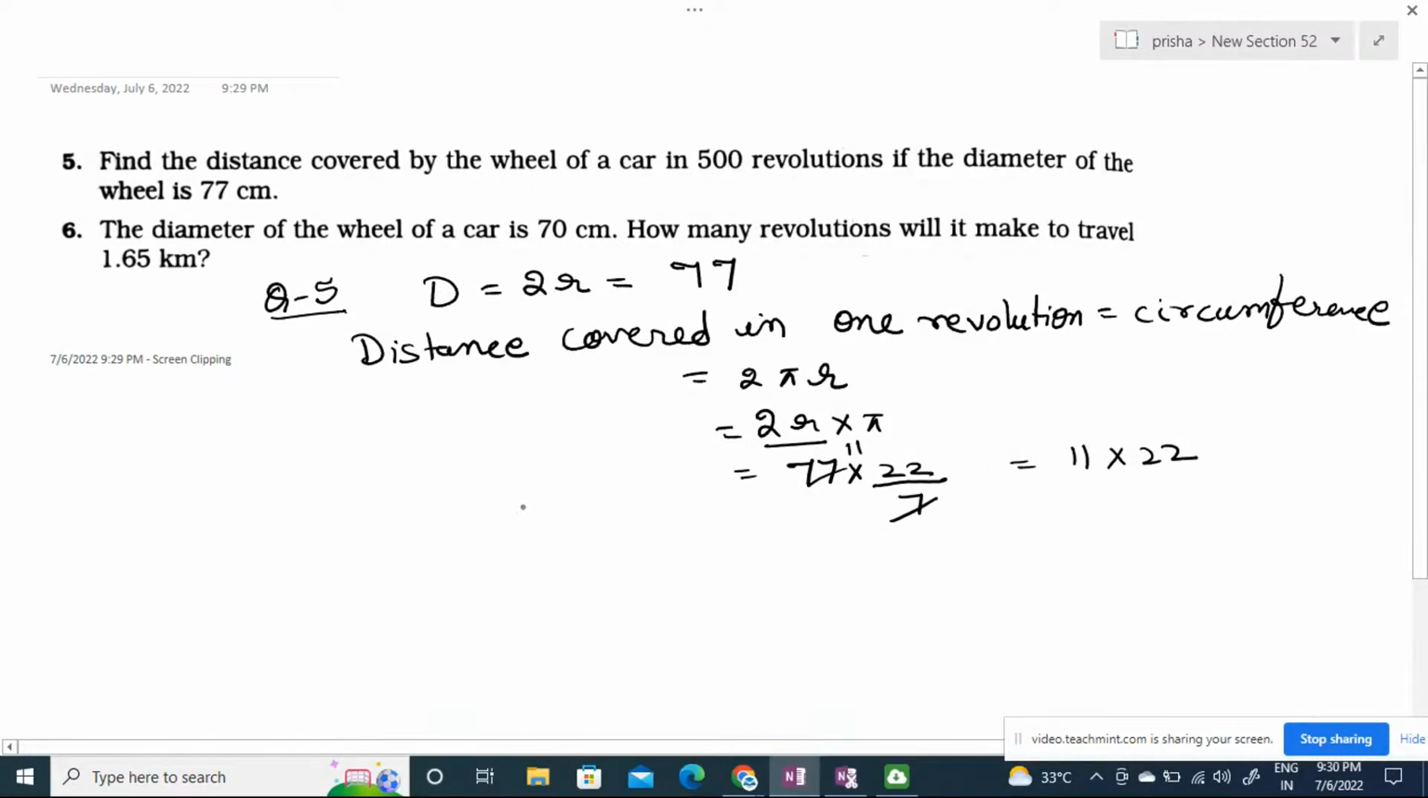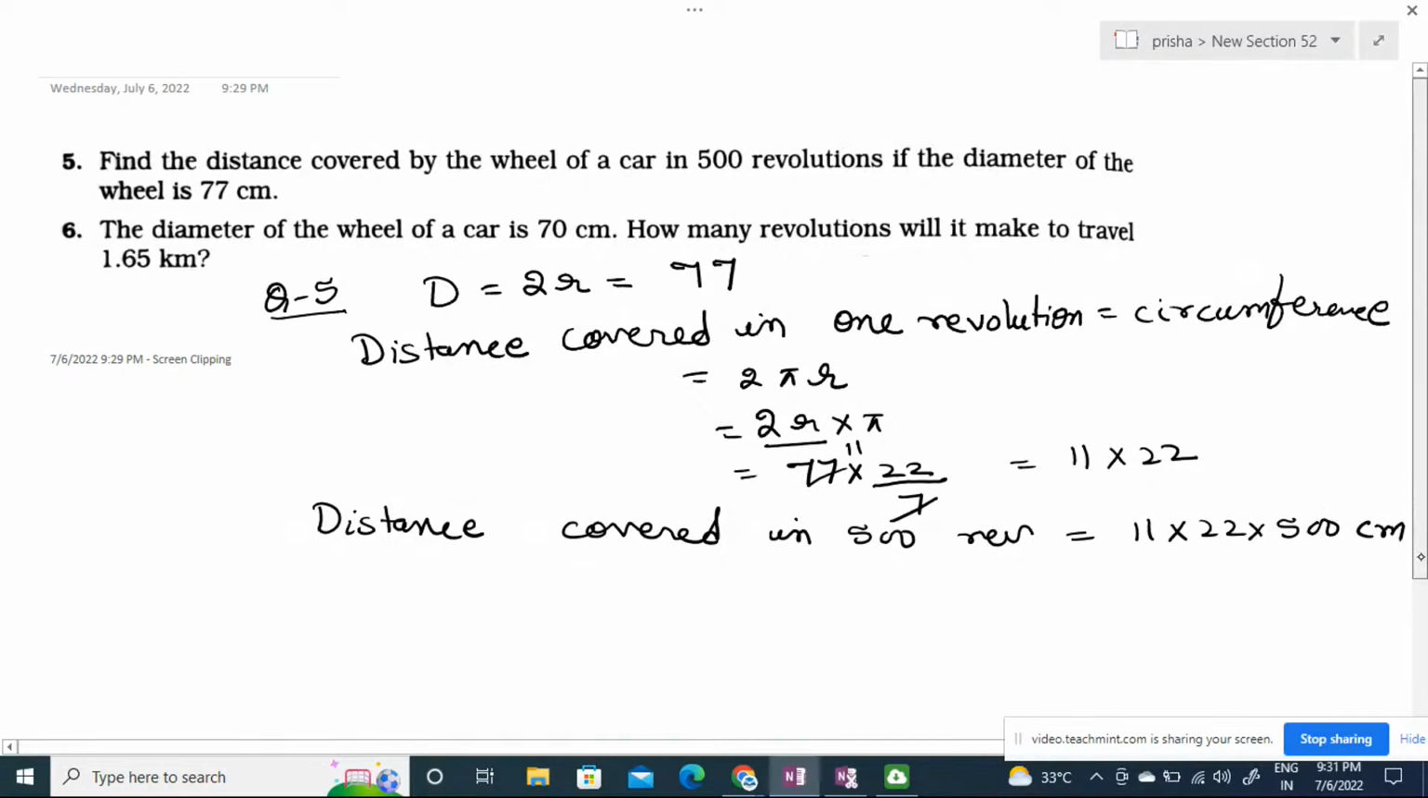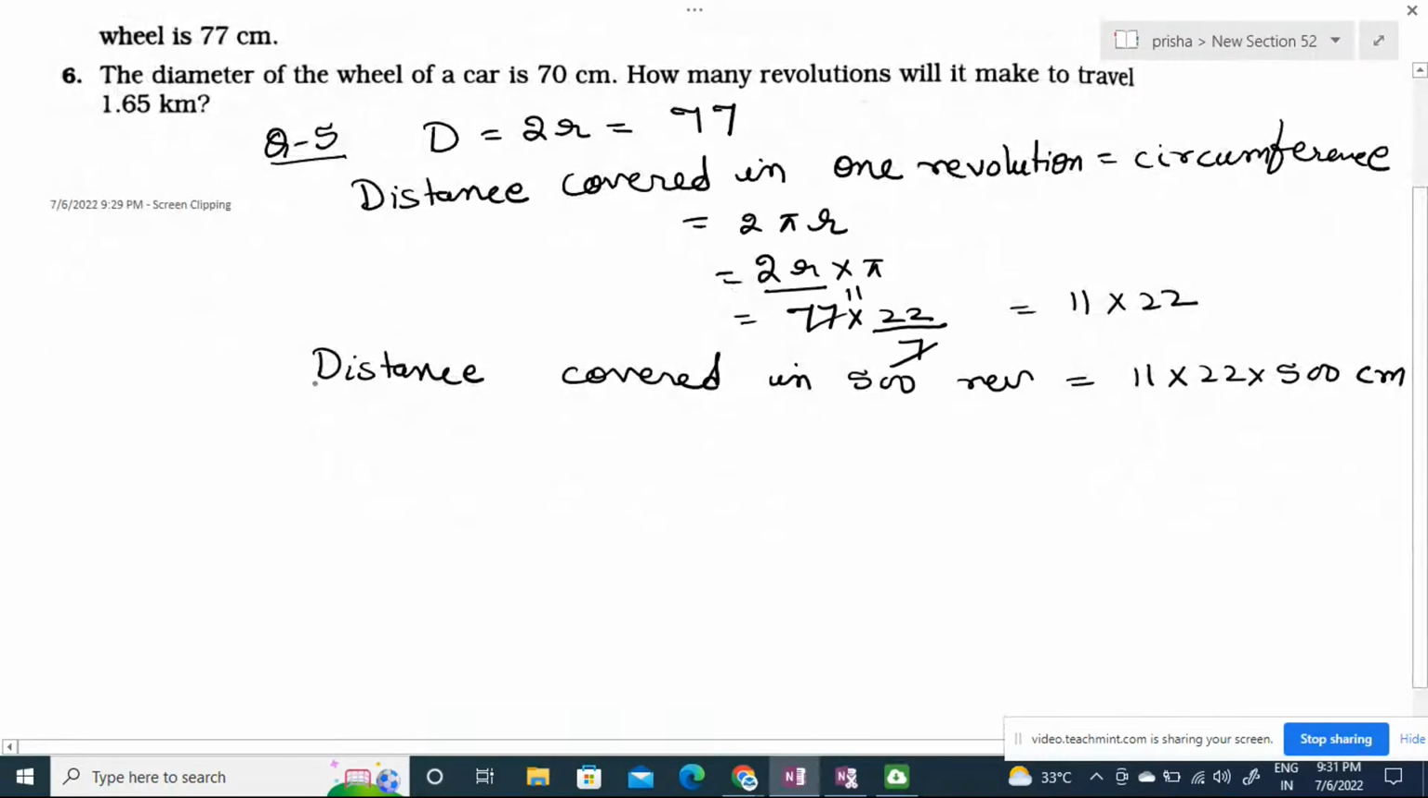That is 242. Now distance covered in 500 revolutions: for this, you have to multiply 242 into 500 and you have to find the answer. I'm not going to solve this.